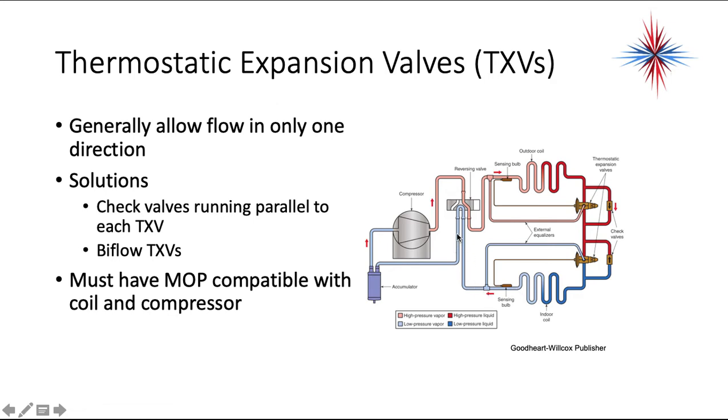If this were reversed, the flow would be reversed. This check valve would close, forcing the refrigerant through the TXV on the outdoor coil, thus making it the evaporator. At the indoor coil, the check valve would be open and the TXV would not be in play. The indoor coil would become the condenser.